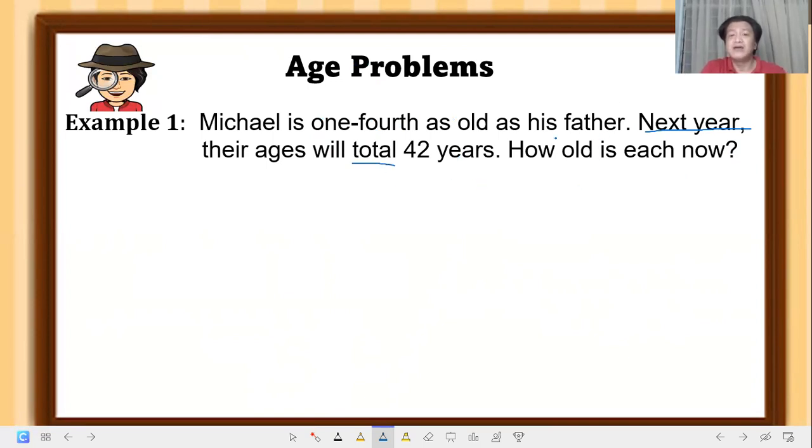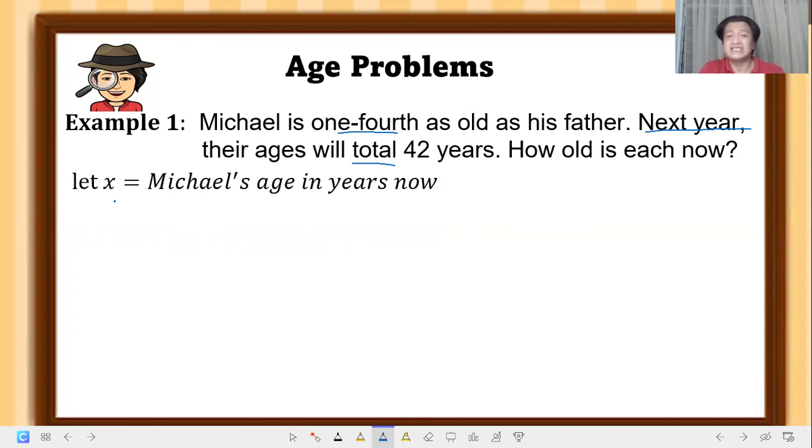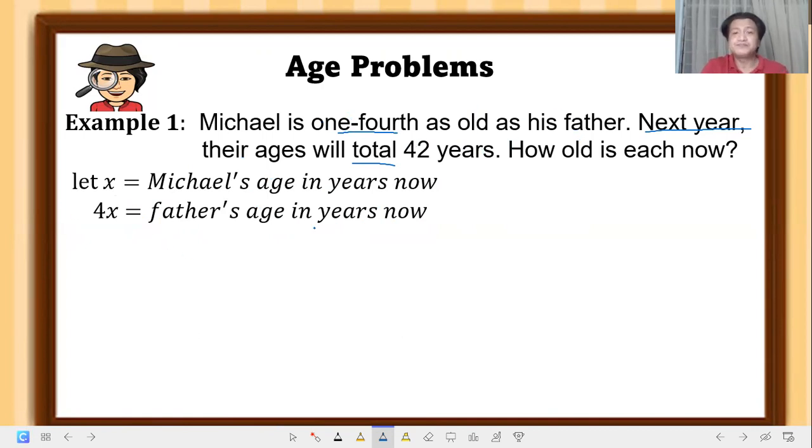Kaya mag-a-add tayo. And then, you are going to represent 1/4. Okay, ibig sabihin na 1/4. To represent this 1/4 as old, you are going to represent as multiplication. Okay? And then, to represent the Michael age in years now is x. And then, the father's age in years now, to represent this, just simply 4x kasi na 1/4 as old as his father. Kaya 4x po siya.